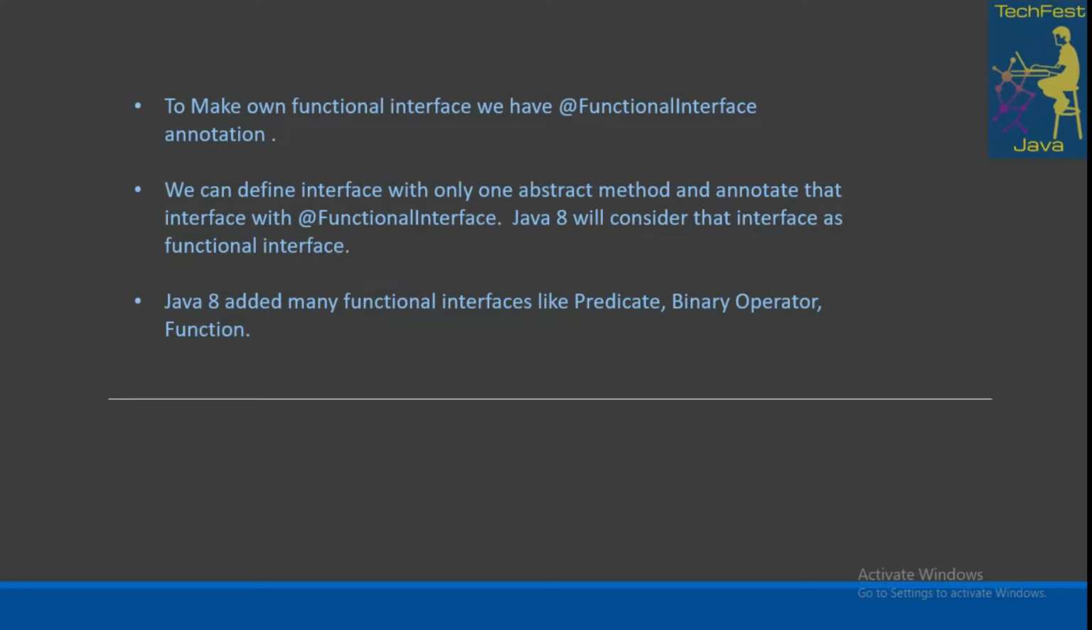As I have already discussed, there is the @FunctionalInterface annotation. We can define an interface with only one abstract method and annotate it with @FunctionalInterface, and Java 8 will consider that interface a functional interface. In Java 8, there are also many inbuilt functional interfaces introduced, like Predicate, BinaryOperator, Function, and so on. So this is the basic definition of functional interfaces.